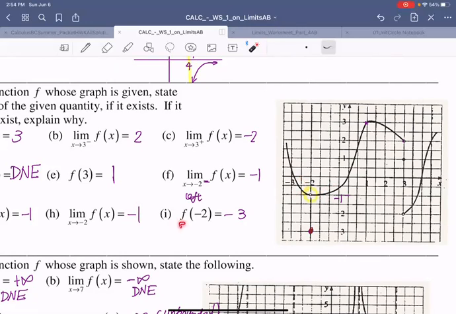And the last one here, the function value at x equals negative 2. This is an open circle, so your function is not defined here, but this is the position you want to look for. That is negative 3. Negative 3. Okay.